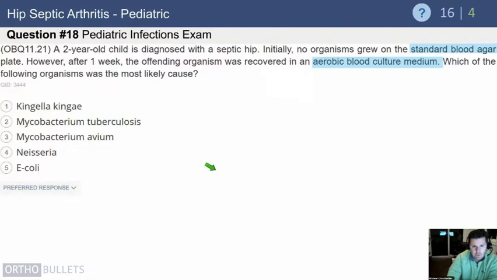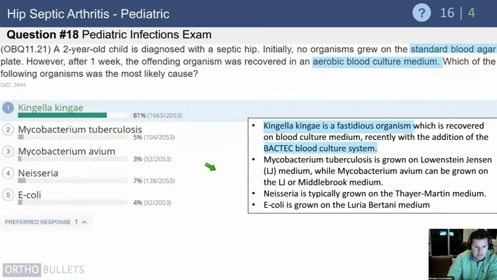So here's a 2-year-old boy who was initially diagnosed with a septic hip. Initially, no organisms were grown on the standard blood agar. However, an organism was found on the blood culture medium, and they're asking which organism is the most likely cause. I think the key to this question is understanding that they're saying this is probably a bug that is not as common, and that's Kingella kingae.